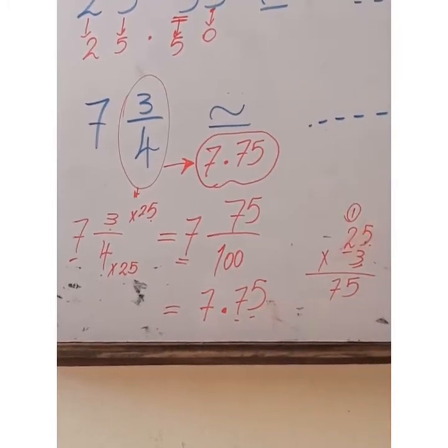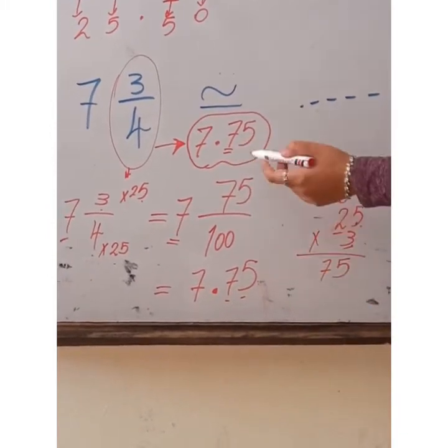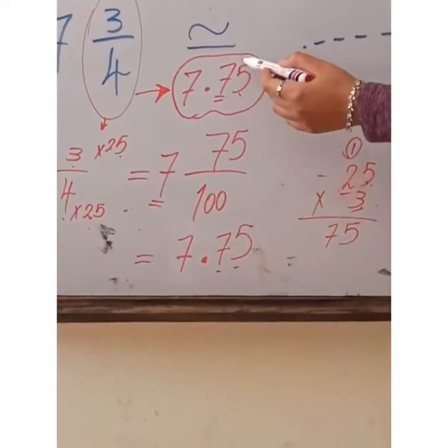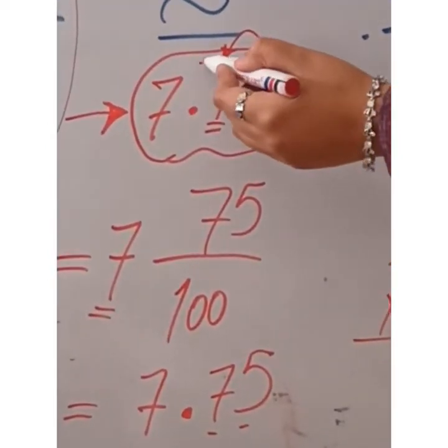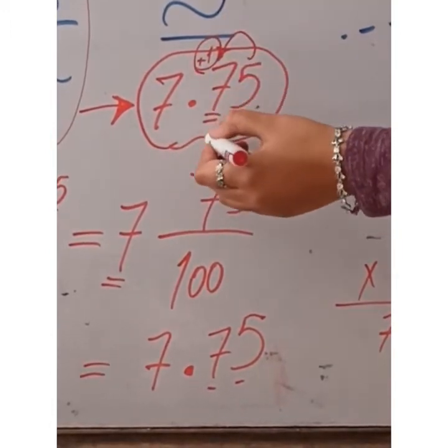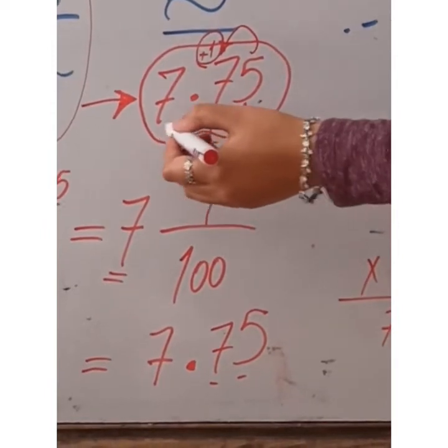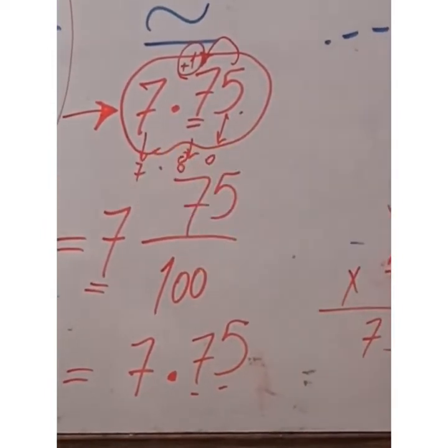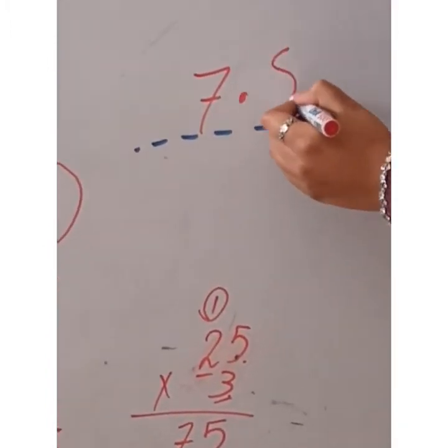And now we should stop at the tenth place and ask the digit before it, which is 5. Is 5 poor or rich? 5 is rich, so it gives 7 plus 1. And 7 will be 8, and 5 will be 0, then bring down 7. So the answer will be 7.8 only.